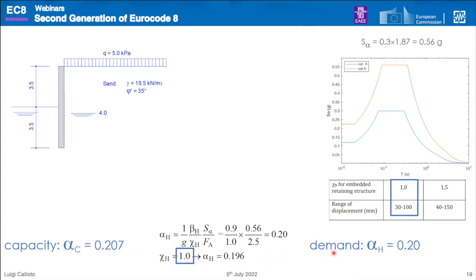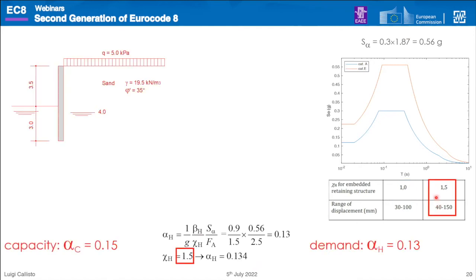Therefore, my verification is satisfied, with the demand being slightly lower than the capacity. However, if I want to stay in this other displacement range, so if I'm ready to accept this displacement, I go back to my design and make a more economical design. For instance, here I have reduced the embedded length.